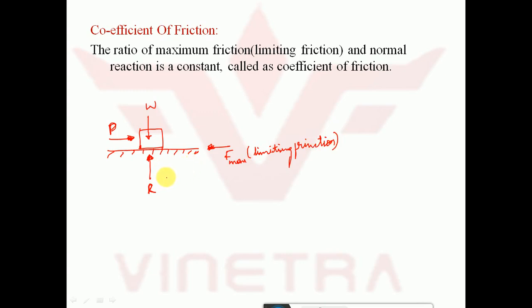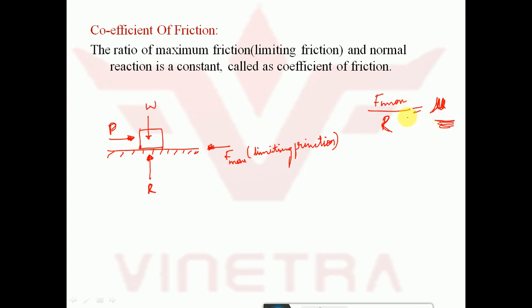The ratio of this maximum force F max and the support reaction or normal reaction R is nothing but the coefficient of friction. This maximum friction is also called the limiting friction. The ratio of the maximum friction to the support reaction R is called the coefficient of friction, and it is denoted by mu. One more thing we need to know is that the coefficient of friction is a constant value.